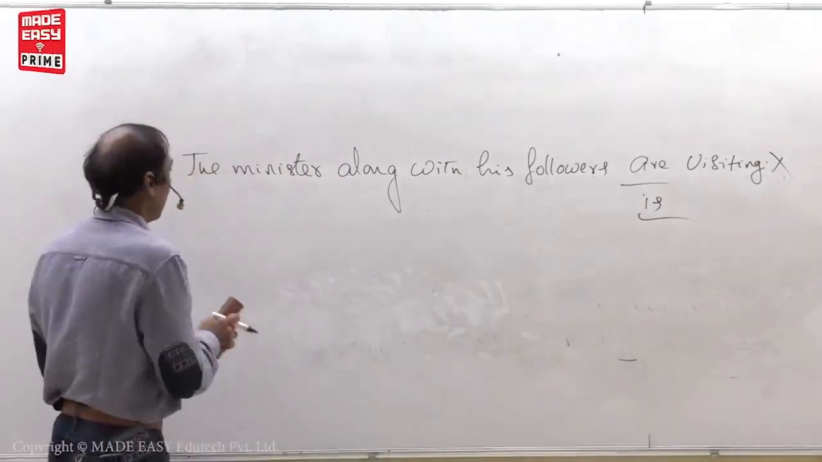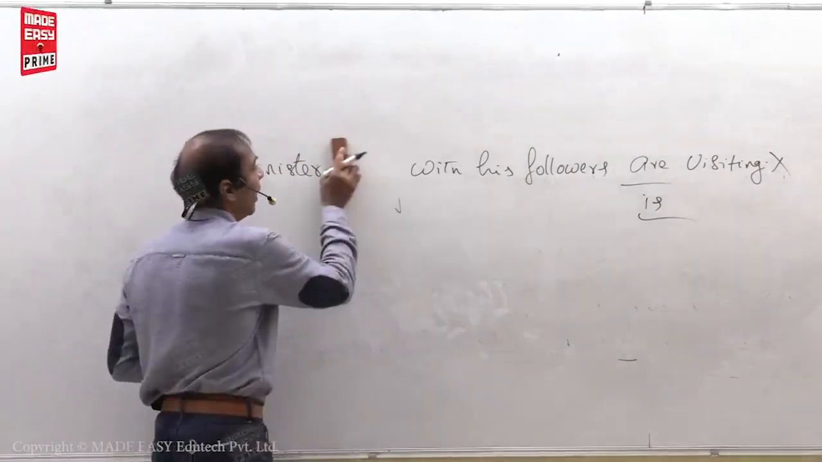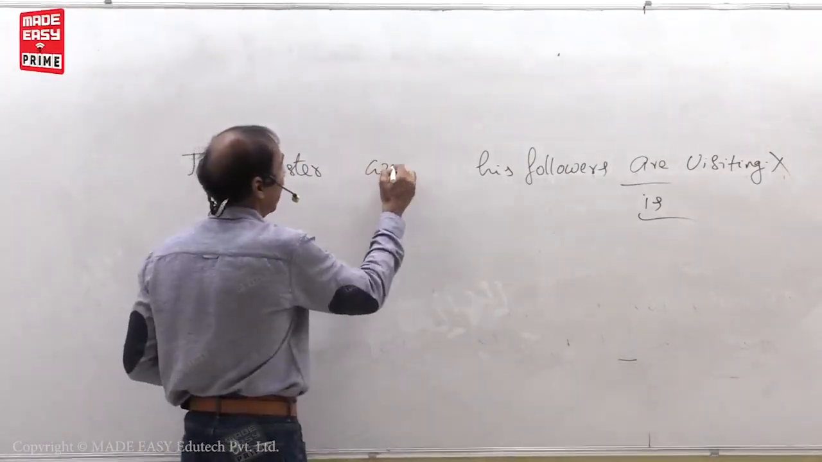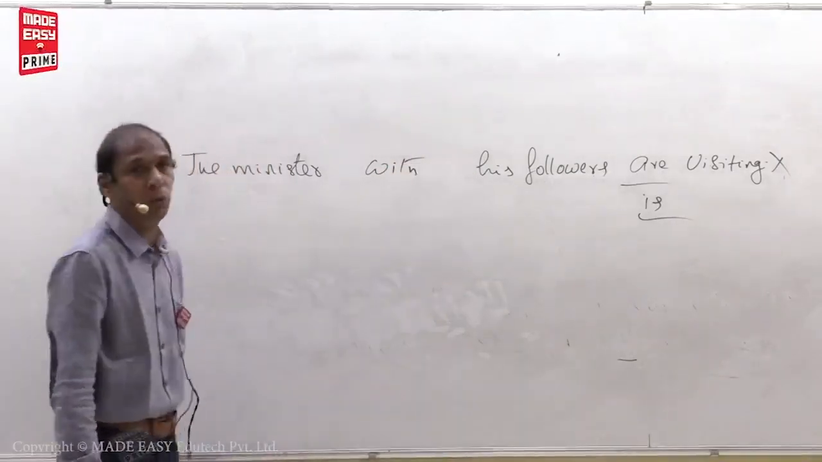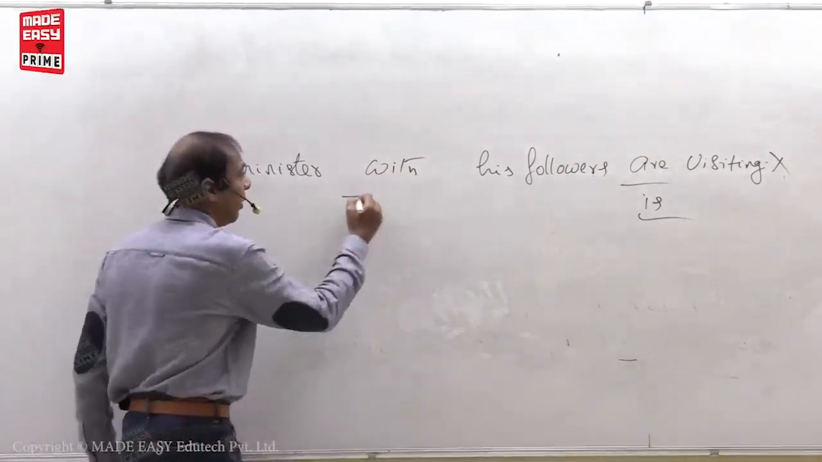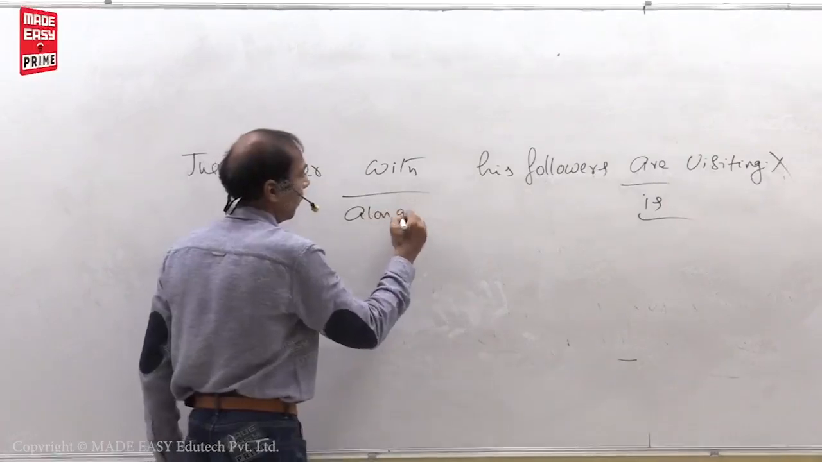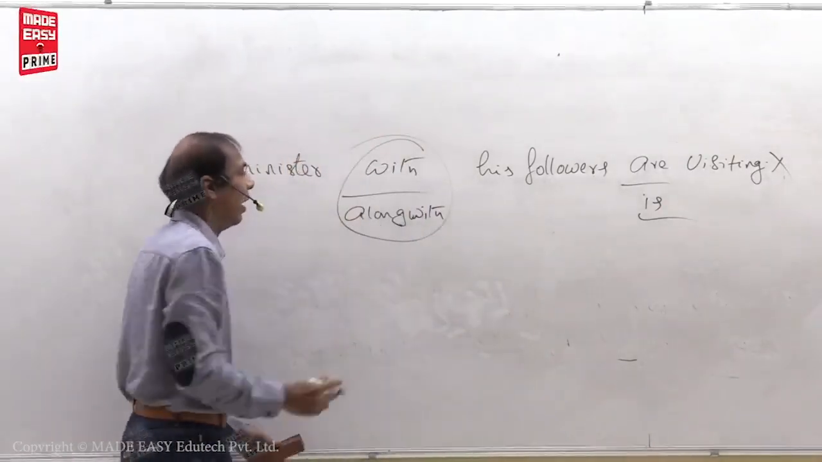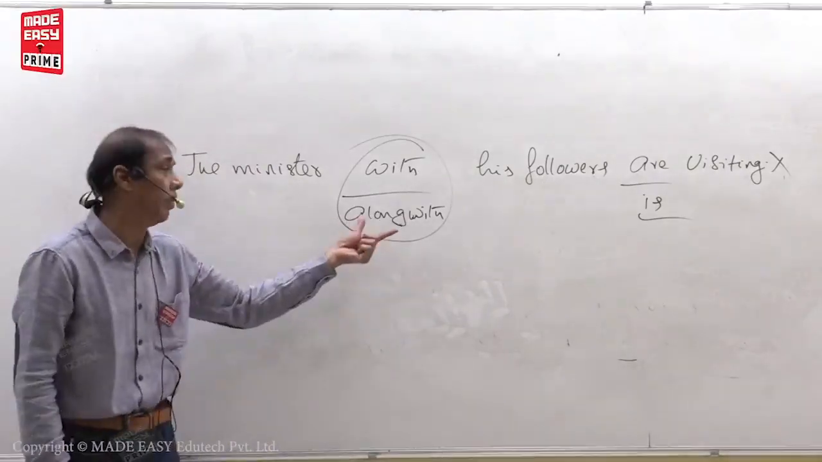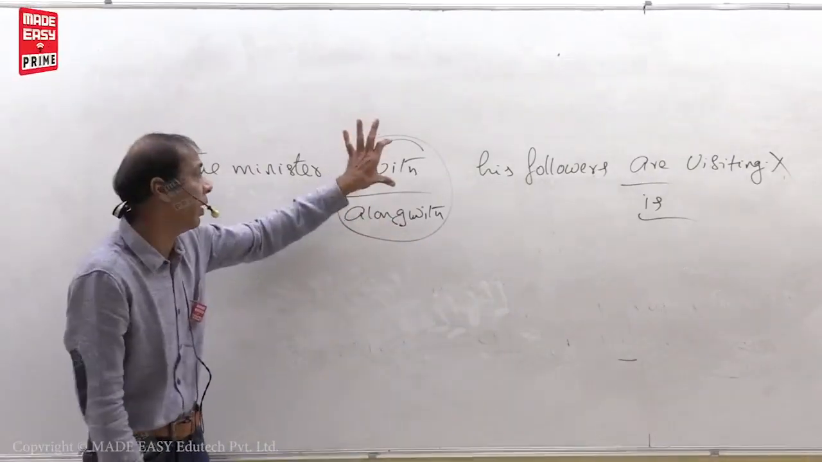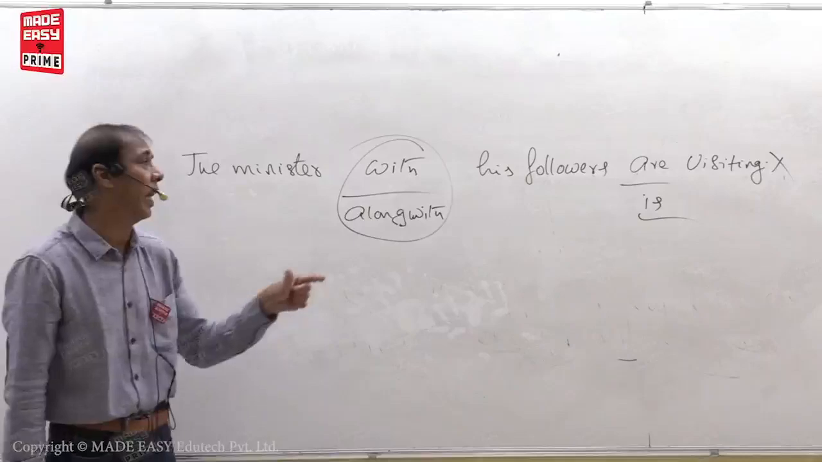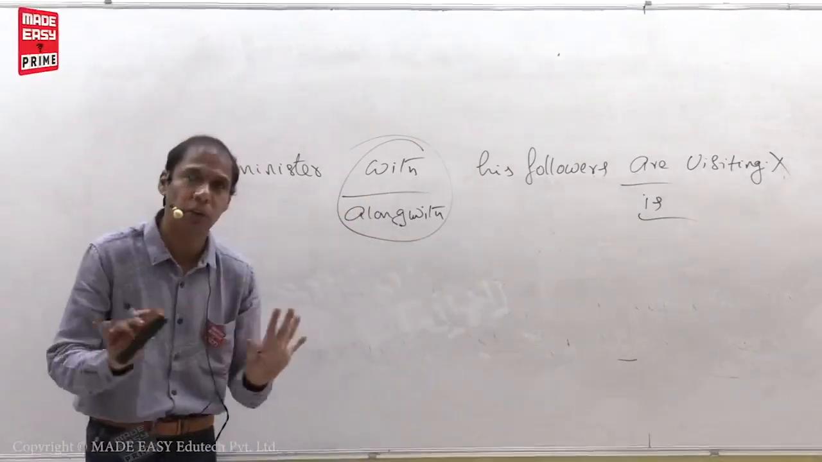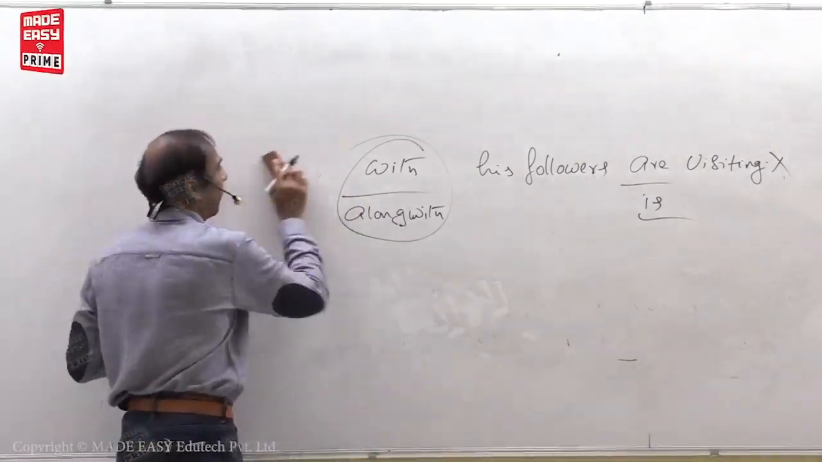Okay, next. Sometimes he is just asking like this. The minister with his followers only is giving with. With means along with. With or along with. Sometimes he is giving along with, sometimes he is giving with. Suppose if he gives in the exam with, it means along with. Don't confuse. Okay.